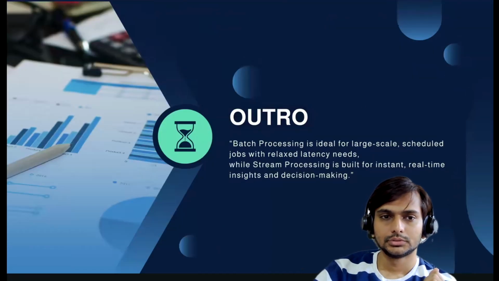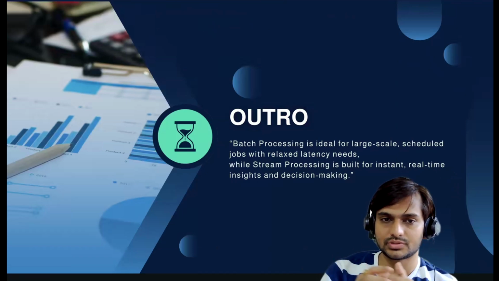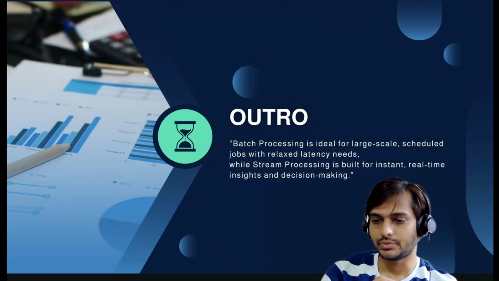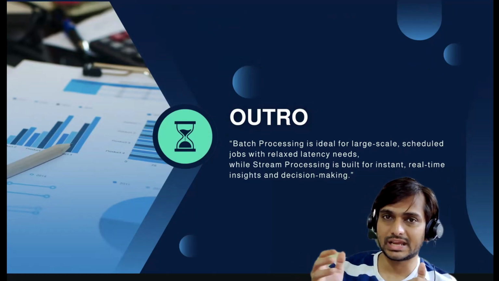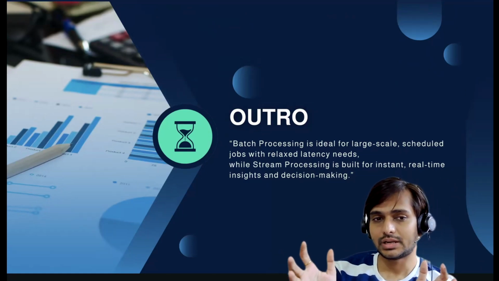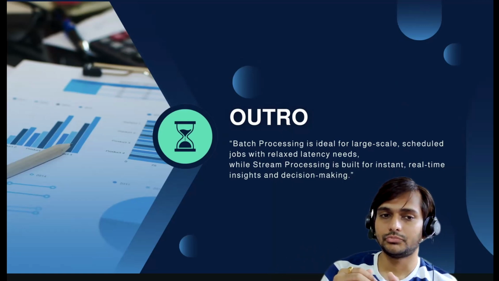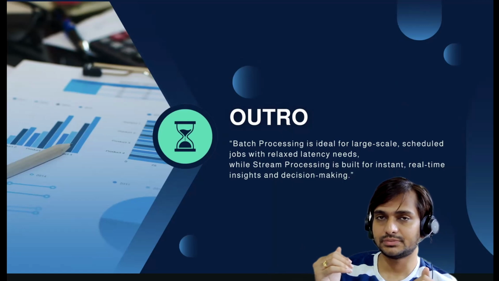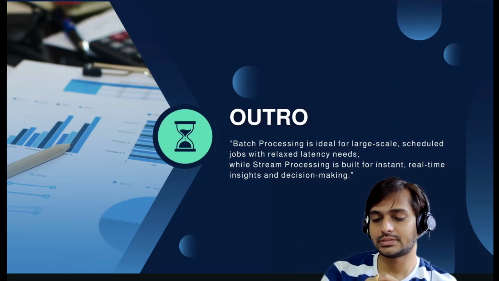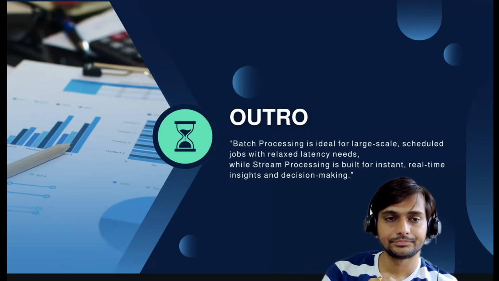And so basically, if you're looking for batch processing, it is ideal for scenarios where there is large scale data, the volume of data is huge, and you want a scheduled job with relaxed latency needs. If that is a requirement, you can pretty much go for batch. Stream processing, on the other hand, is built for instant real-time insights and decision making.